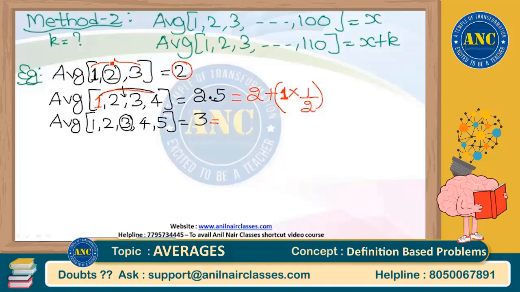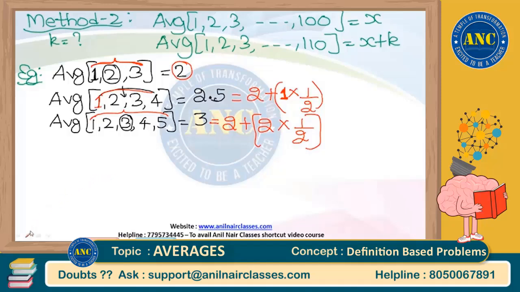Now original series is having 3 terms. I increased by 2 more extra terms. Average I got it as 3. It is 2 plus, how many terms I increased? 2 terms. 2 plus 2 into 1 by 2. This is nothing but 3.